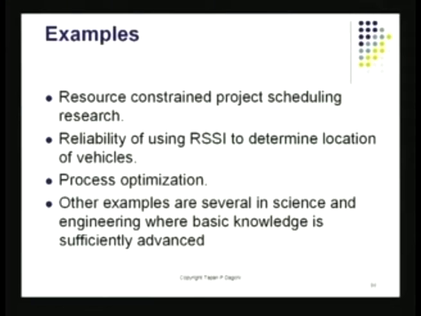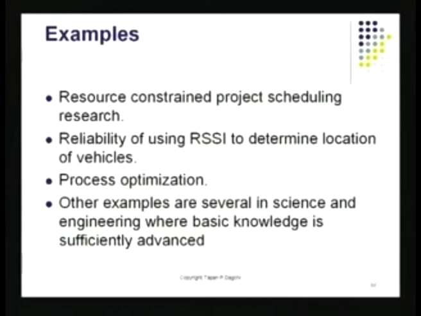What are some of the examples? There are some examples where you can use theoretical models. For example, project scheduling constrained by resources. You can construct a mathematical programming model for it. This is something we could probably do. When we are looking at the RSSI system, this is a system that helps us determine the location of vehicles. This is also possible with a theoretical model. Many times, process optimization can be done by applying calculus or other search methods. There again, a theoretical model is available, and you can actually go ahead and do it.